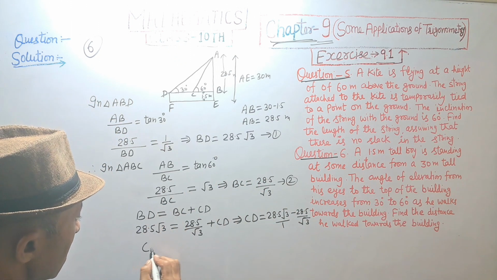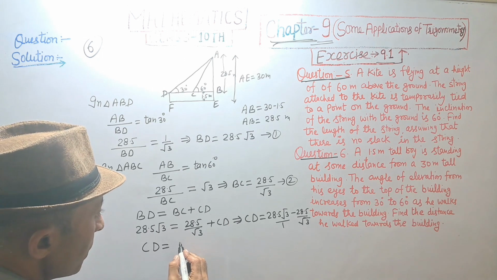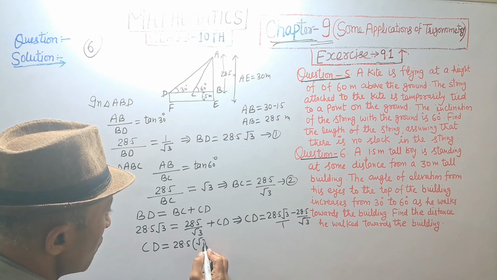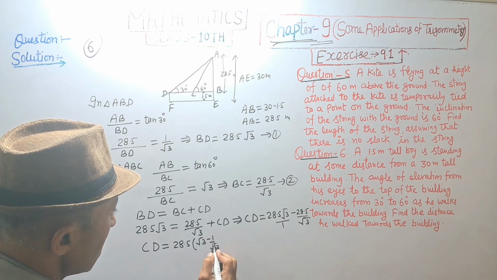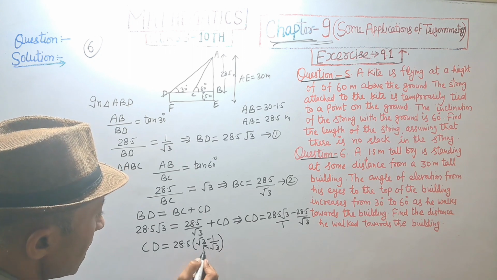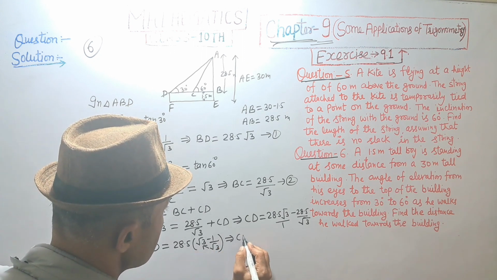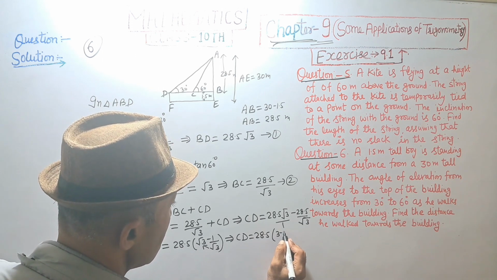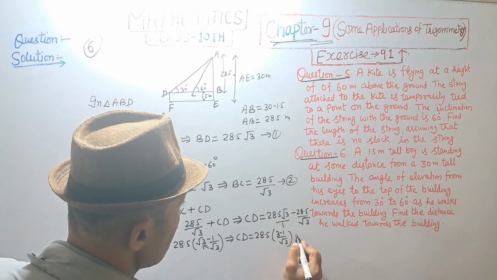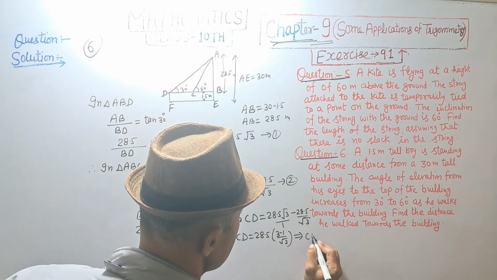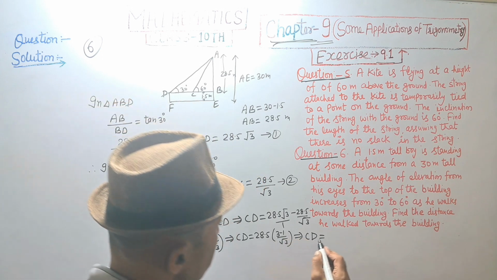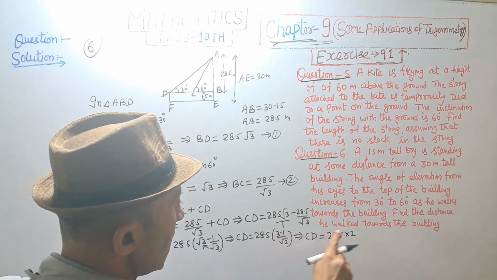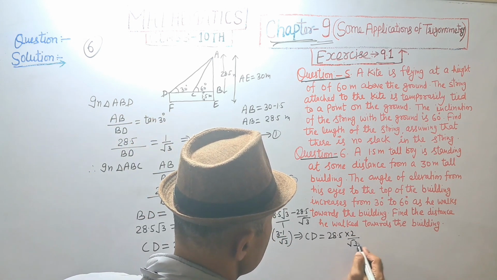Taking common, CD is equal to 28.5 into root 3 minus 1 upon root 3. Root 3 multiplied by root 3 is 3. This implies CD is equal to 28.5 into 3 minus 1, which is 2, divided by root 3.